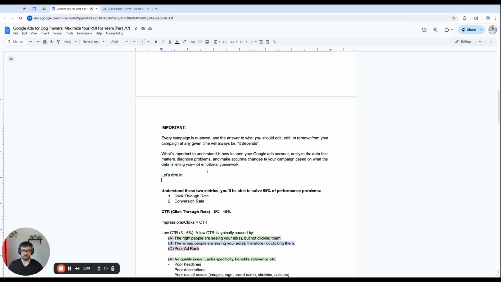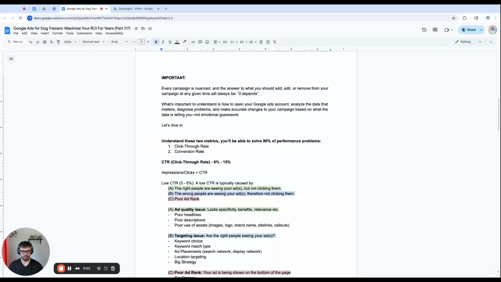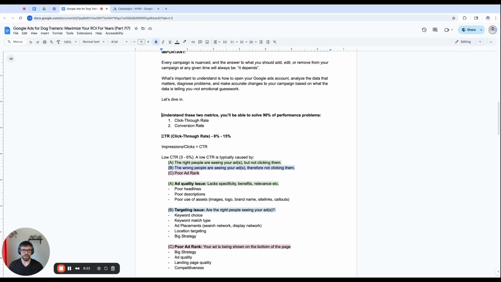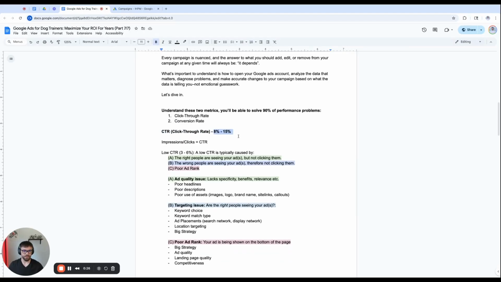Let's dive in. By understanding these two metrics, you'll be able to solve 90% of performance problems. So understand click-through rate and what it means, understand conversion rate and what it means, and you can start there and typically dig deeper to find the root cause of what's causing low performance in your Google Ads account. I like to see a click-through rate usually in the range of 8 to 15%.